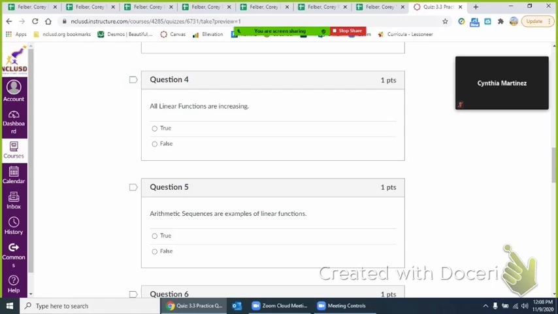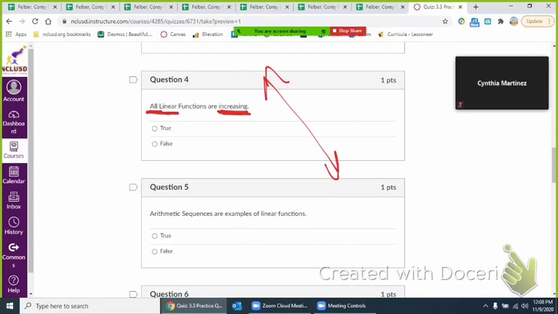All right, so number 4. True or false questions are kind of tricky because they're saying all linear functions. So there's an unlimited amount of linear functions. We can make up a bunch of them. But this is saying that all of them are increasing. So all we have to do is try to come up with a linear function that doesn't do that, and that makes it false.